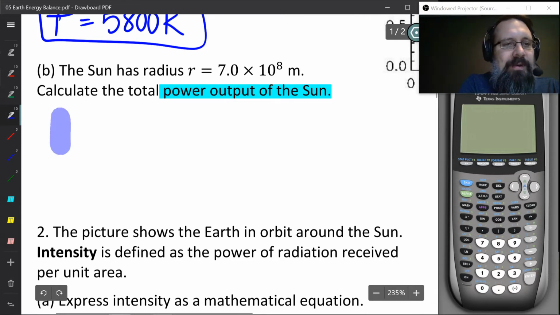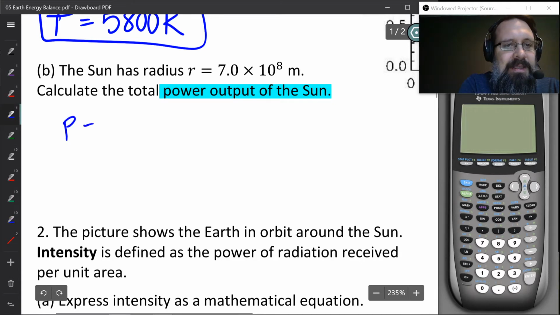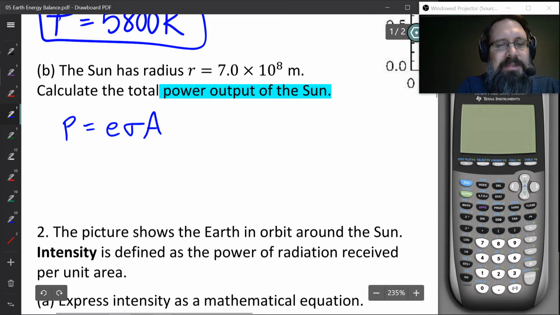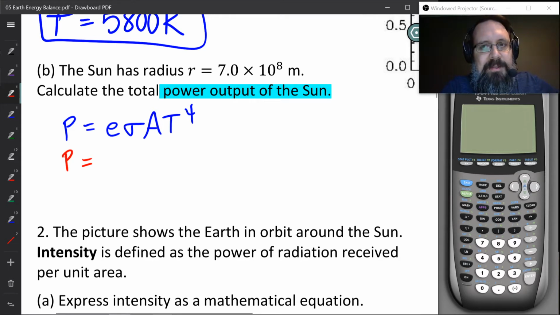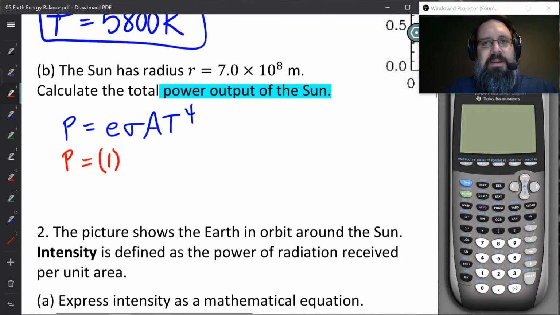So the power output by the sun is going to be the emissivity times the Stefan-Boltzmann constant times the surface area times the temperature to the fourth power. Okay, so what we're going to do is assume that the sun is a black body. So what do you do when you have a black body? What's the emissivity constant? Do you guys remember what that is? Is it 1? It is 1. So that's saying that all of the energy is emitted from it. It doesn't retain any of its energy.